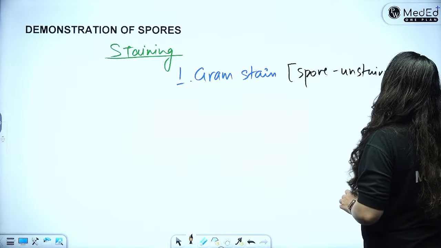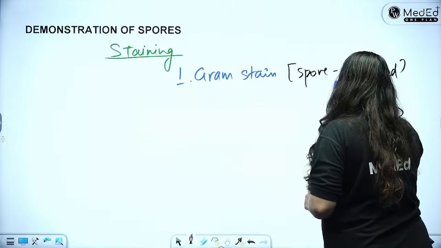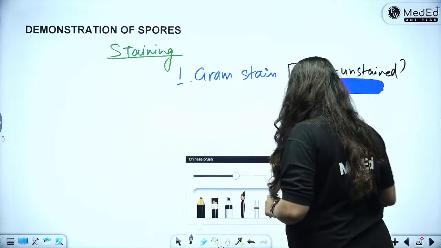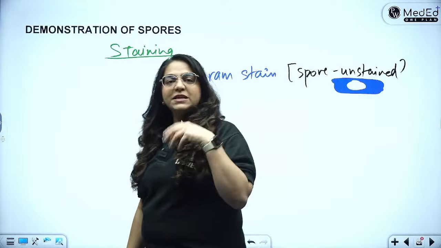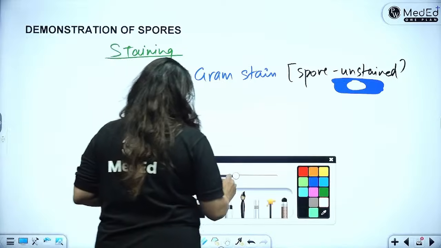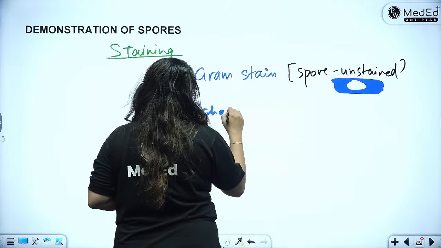Suppose I have a gram positive bacilli. When the spore does not take up the stain, I am going to see these empty spaces inside the cell. These empty spaces are going to tell me that this has a spore. The second important method is called the Schaefer-Fulton method.